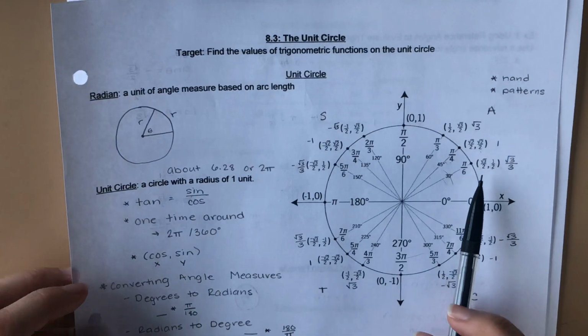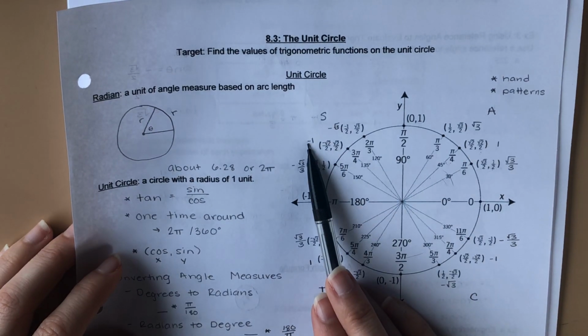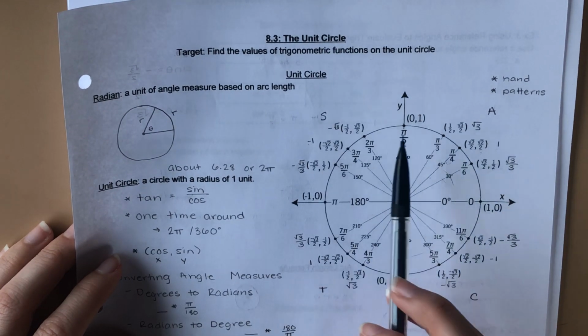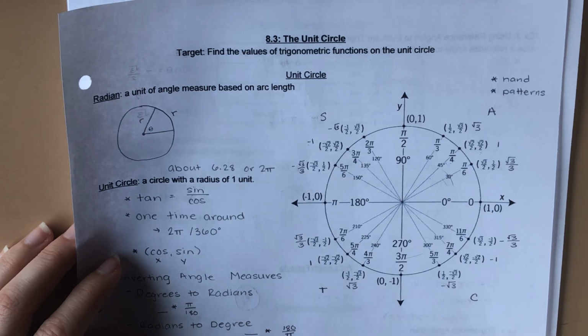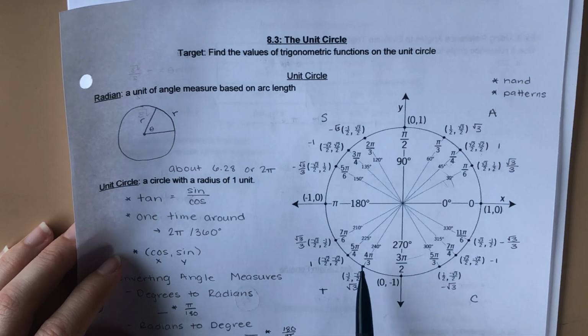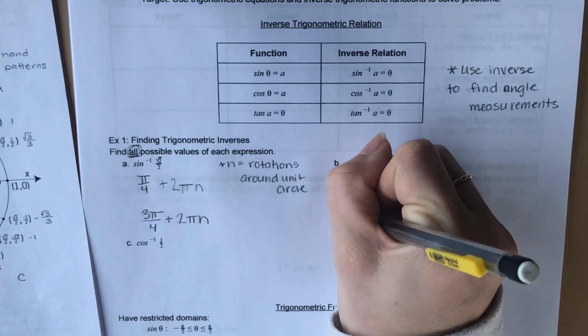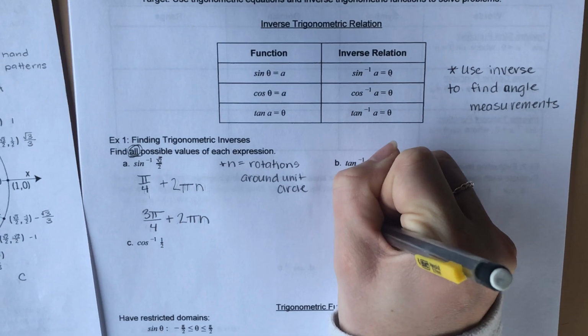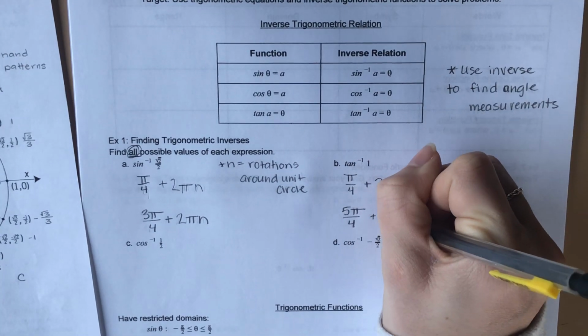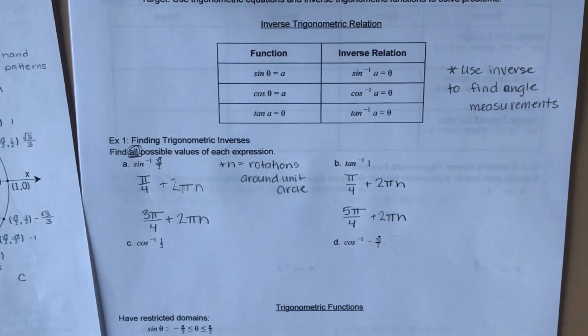Then go to the next one. It is a -1, so that is not going to count. Next one, I do have a tangent being +1. So my other radian measurement or angle measurement is going to be 5 pi over 4. So I'm going to have 5 pi over 4, and then we're going to add that plus 2 pi n again.